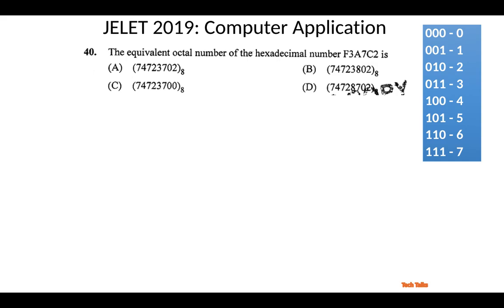This is again a mathematics type question. So this is asking for the equivalent octal number of the hexadecimal number F3A7C2. So you have to find the equivalent octal number, where the digits range from 0 to 7. In case of hexadecimal, it is 0 to F. 0 0 0 0 is 0, and 1 1 1 1, that is 15, is F.